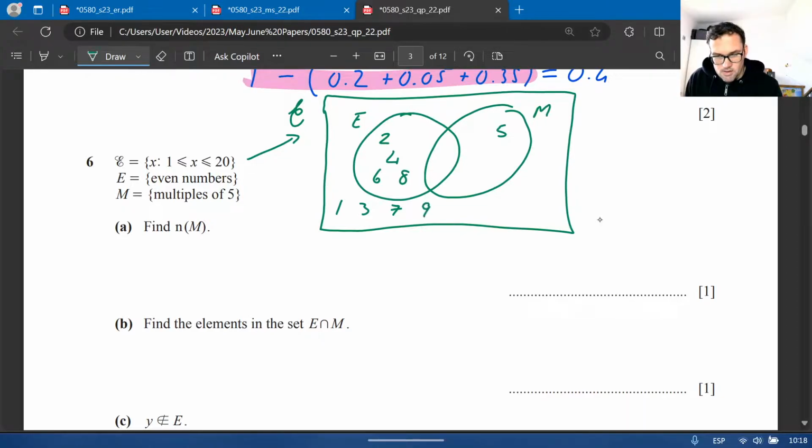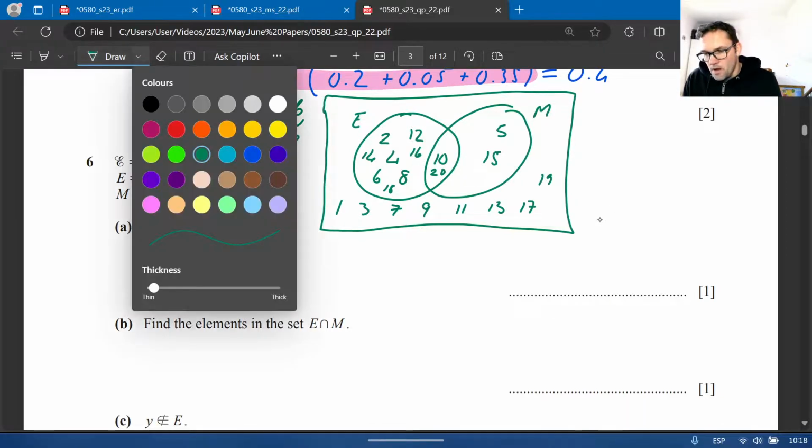9 is none of those. 10 is even and a multiple of 5. 11 is none of those. 12 is even. 13 is none of those. 14 is even. 15 is a multiple of 5. 16 is even. 17 is none of those. 18 is even. 19 is none of those. And 20 is even. That's it. That's what it means. I want you to visualize that in your head.